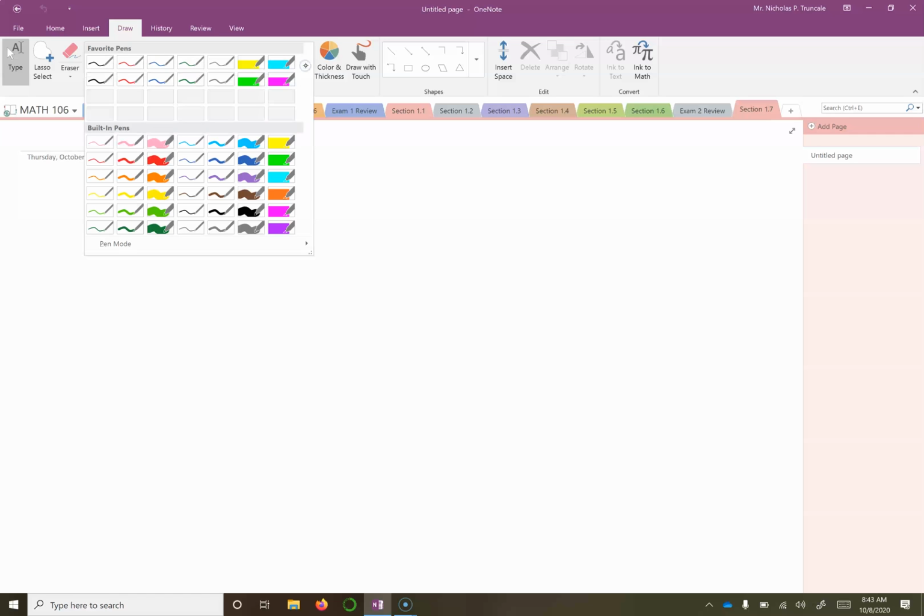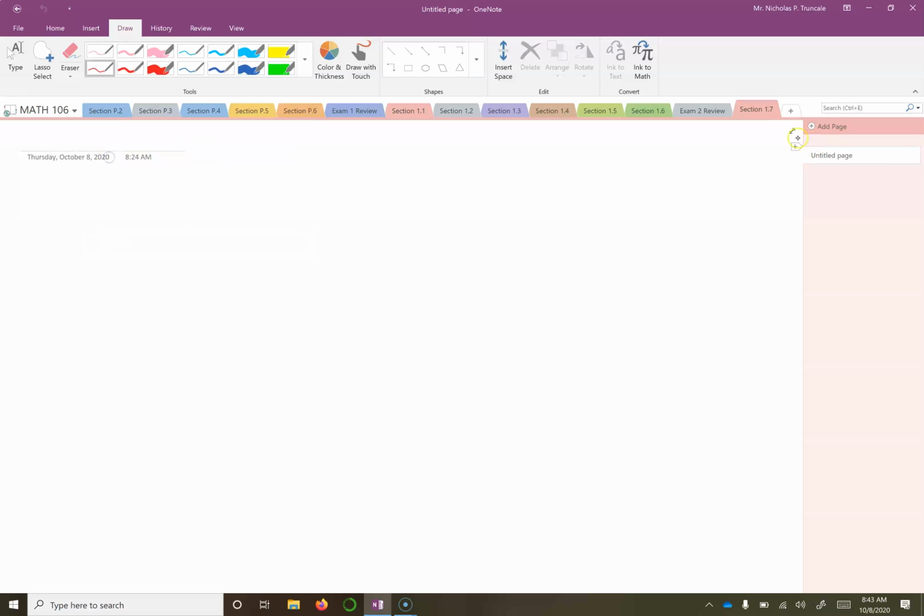Let's change the color here. No, I don't want red. Go blue. All right, so this is section 1.7, and this is equations and inequalities with absolute value.